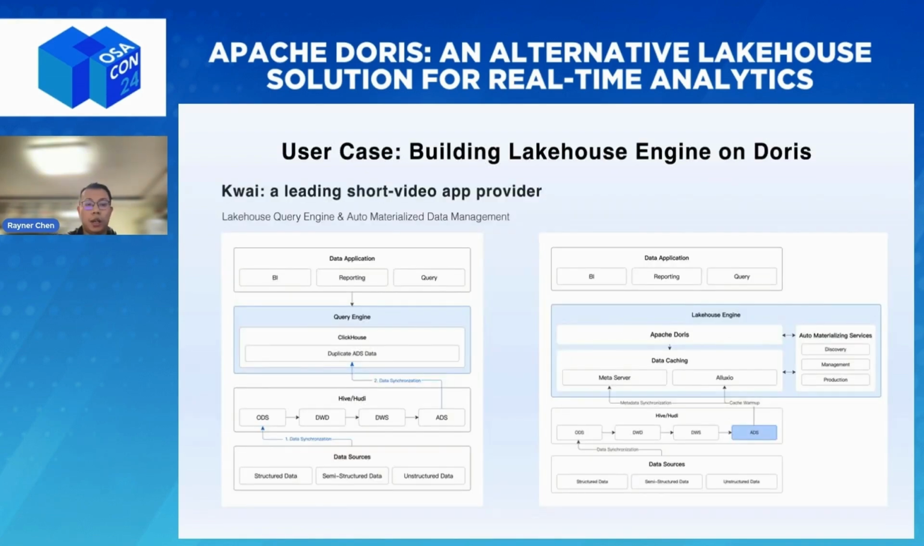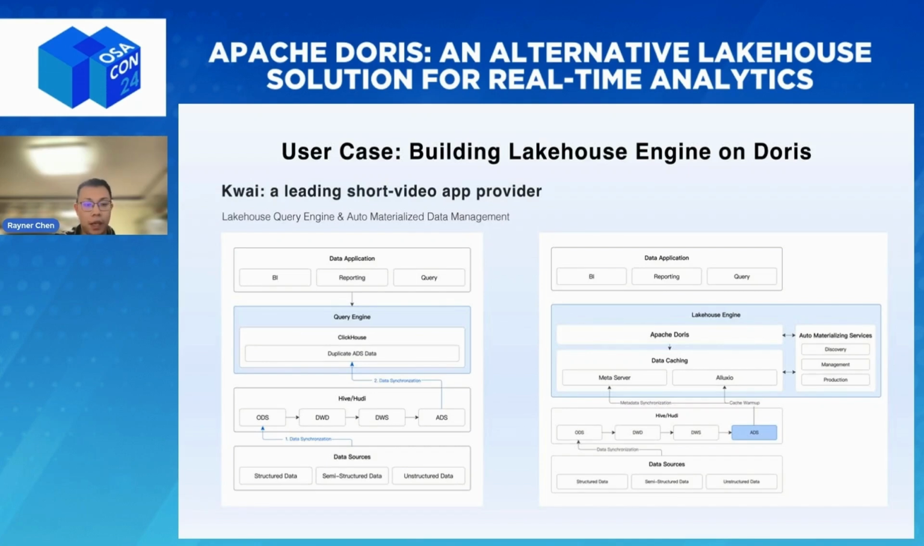Okay, now there's a real use case, from Keva, a leading short video app provider, and they used to process data with Lakehouse and Hive and Hudi. Previously, they managed data on Hive and imported data to Lakehouse to provide query service. So you can see they had to store the ADS layer data in duplicate on both Hive and Lakehouse. And Lakehouse could only act as a query engine.